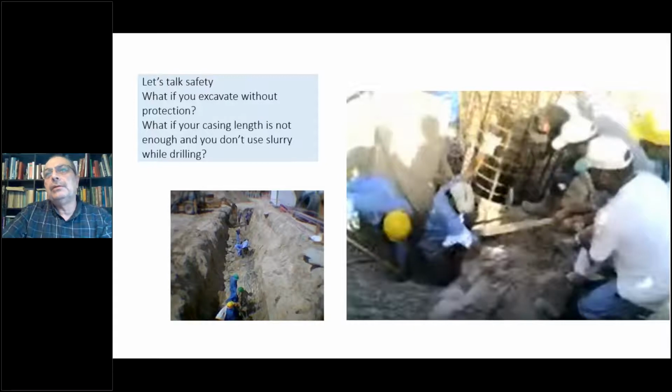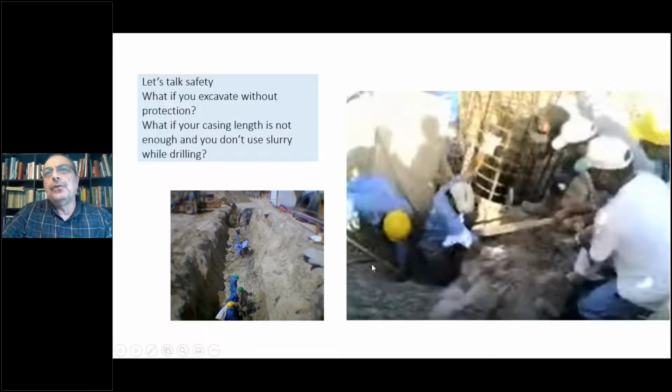Let's talk some safety. Piles are usually drilled into a casing. First, you install a casing, then you start drilling and inserting the pile reinforcement cage. If the surrounding soil around the casing is unstable and the casing length is not enough, is not following standards, what you will have is a disaster.